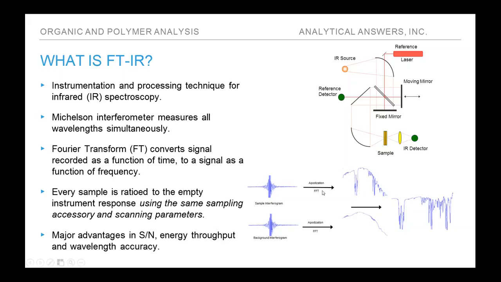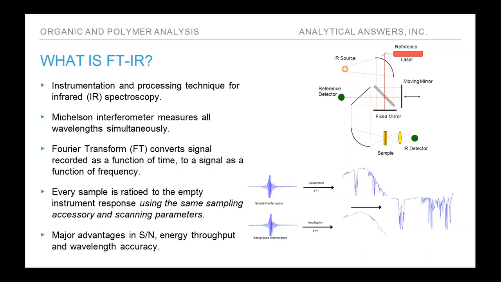So what we actually do to collect the infrared spectrum of our samples, we record that interferogram of our sample. Then we also have a background interferogram where we've scanned the system using the same sampling accessory, scanning parameters, keeping everything exactly the same to create two spectra that we can ratio together to get our final absorbance spectrum. The main reason we use the Michelson interferometer is that we get a very, very large increase in energy throughput, signal to noise, and wavelength accuracy as compared to the older scanning infrared spectrometers.